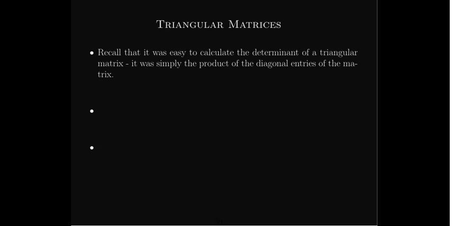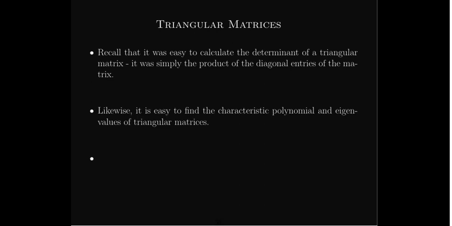Now, in general, we know that calculating the determinant can be challenging, but for triangular matrices, we got a break. We just calculate the product of the diagonal entries. And so finding the characteristic polynomial and eigenvalues of triangular matrices is quite simple. And in fact, for diagonal matrices, we even get the eigenvectors without performing any calculations. So let's just think about that for a minute, right?